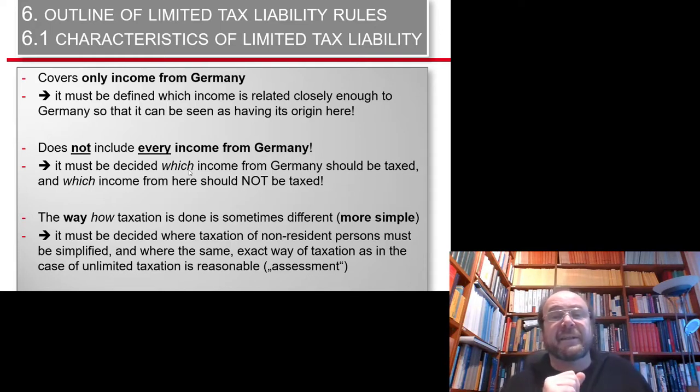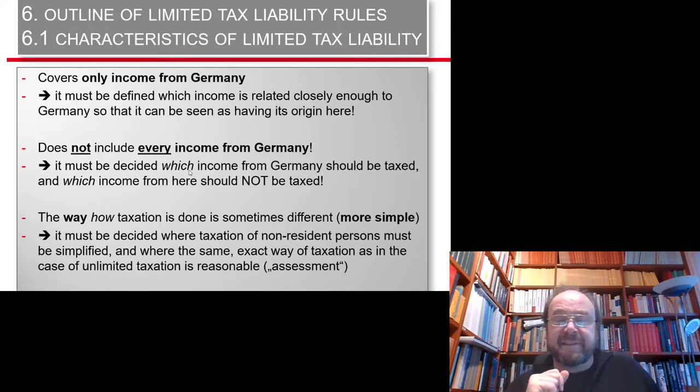Now that is highly complicated and requires that you are familiar, at least a bit, with the law of that country. If you are not, you need a tax advisor or somebody else, and that costs money. Sometimes you can't expect that from foreigners. So there must be ways found how the taxation of foreigners can be simplified.